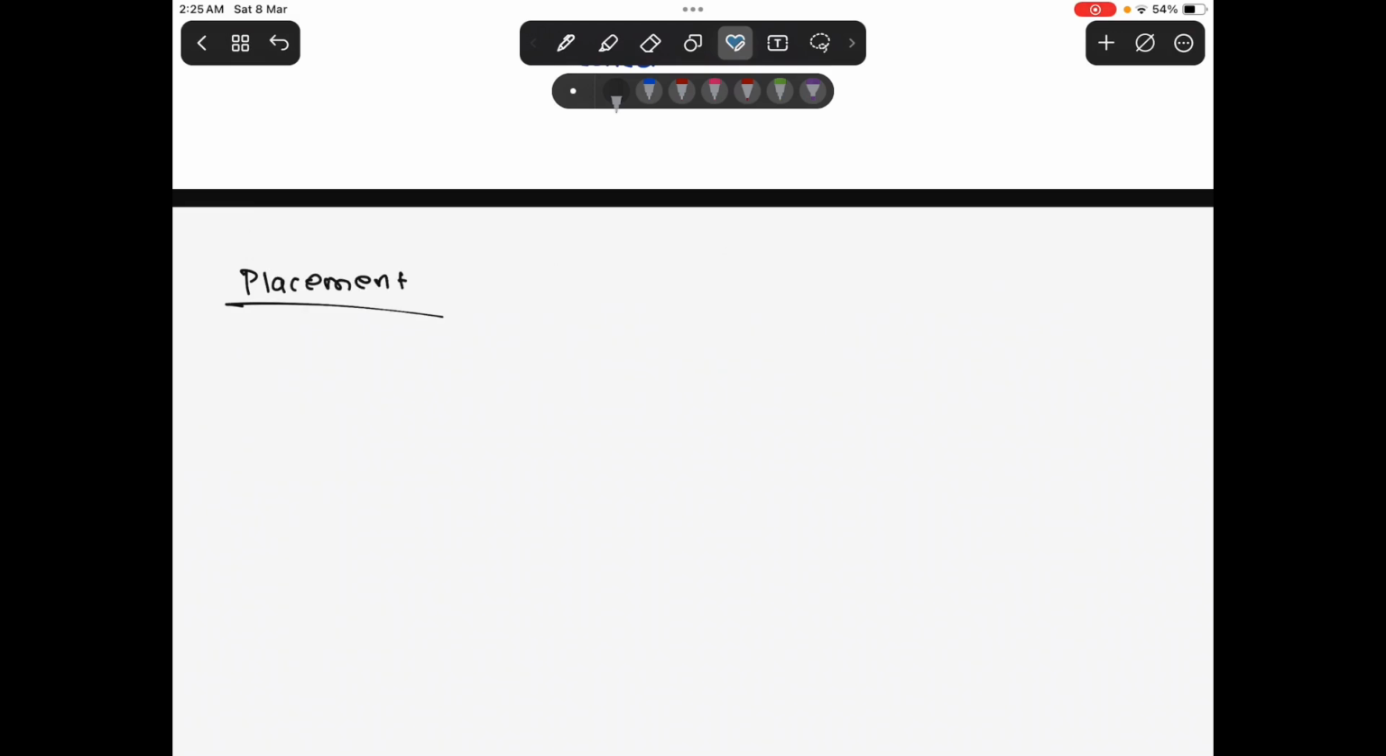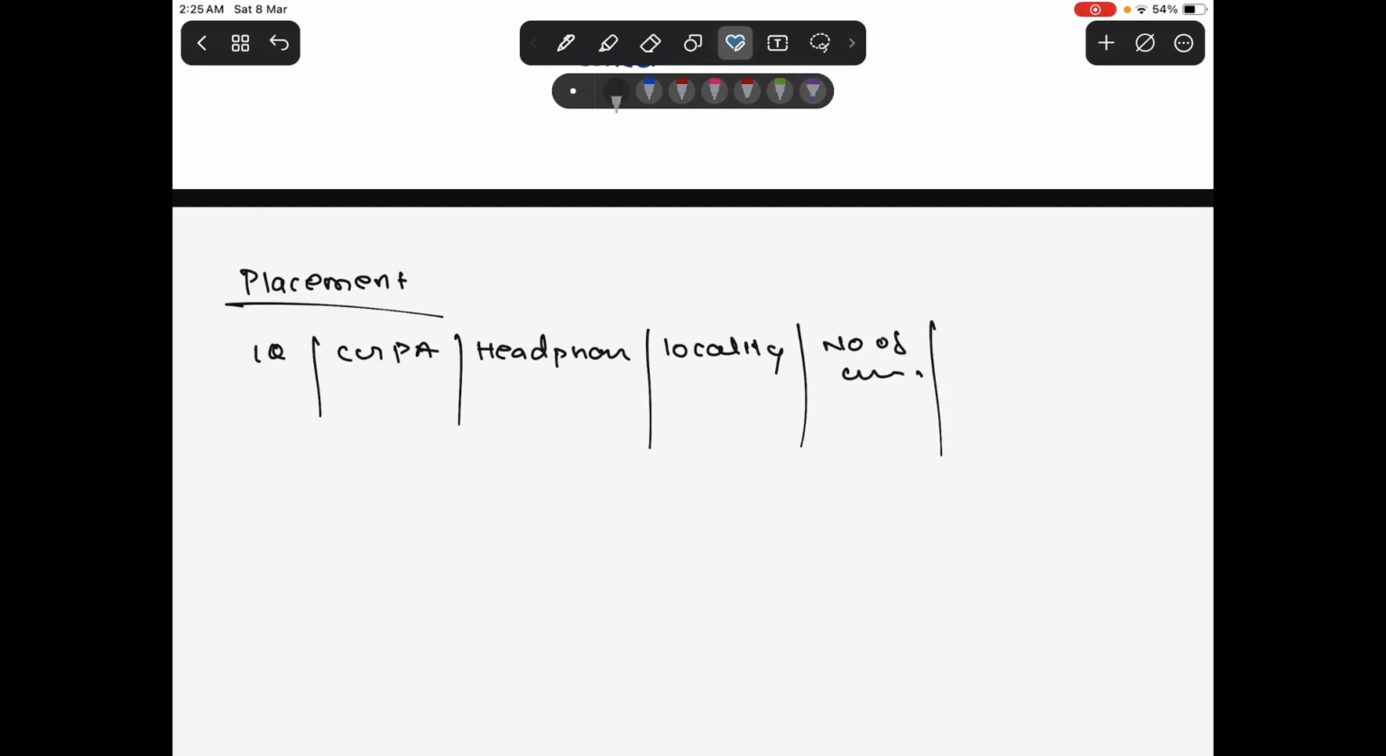placement, and it has an IQ column, a CGPA column, or let's take a column headphone, or let's take a column locality. Another column is number of chairs, or anything, and the last column is a label or target column, placement. This column will show if the person is placed or not placed, 0 1 or yes no, something like that.